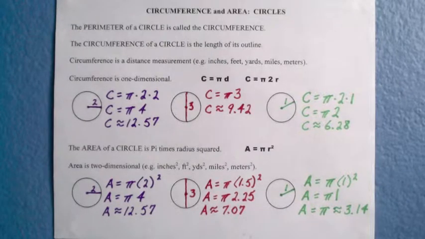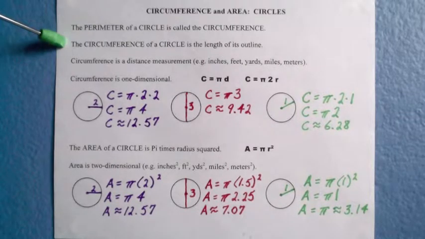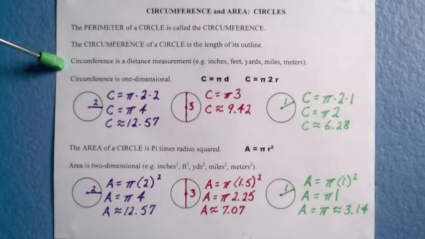This lesson is on the circumference and area of circles. The perimeter of a circle is called the circumference. The circumference of a circle is the length of its outline. Circumference is a distance measurement. For example, inches, feet, yards, miles, meters. The units are to the first power.